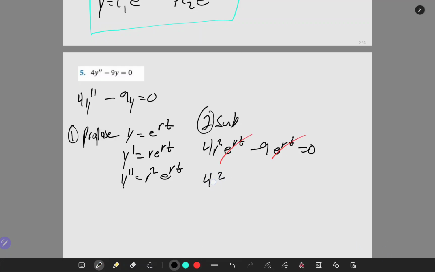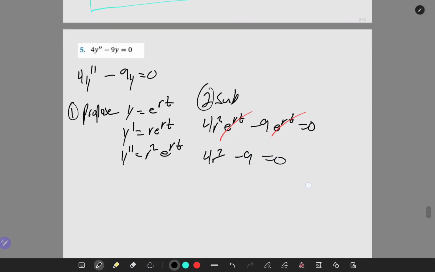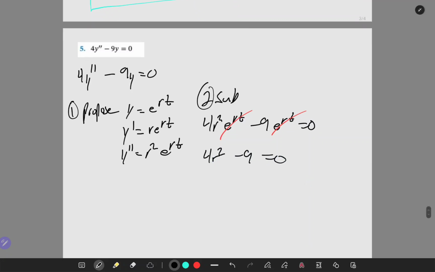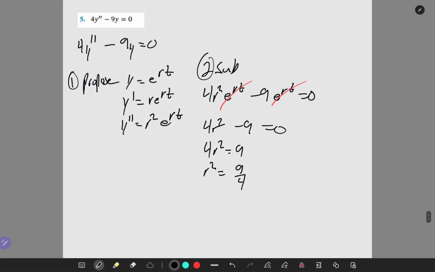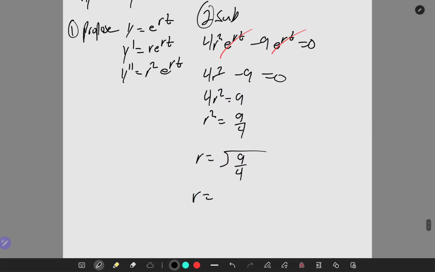4r squared minus 9 is equal to 0. Solving for r for this one is pretty simple, right? So we have 4r squared is equal to 9. R squared is equal to 9 over 4. R is equal to the square root of 9 over 4. So then r is equal to 3 over 2.